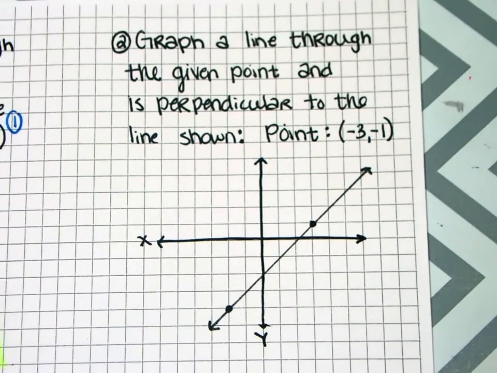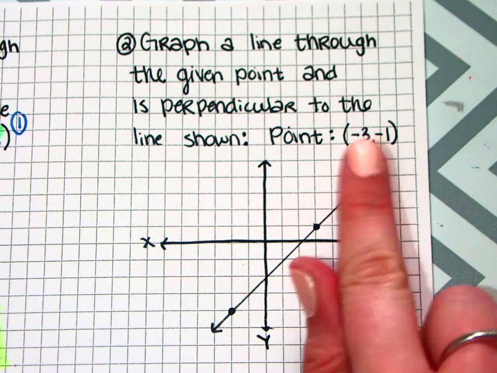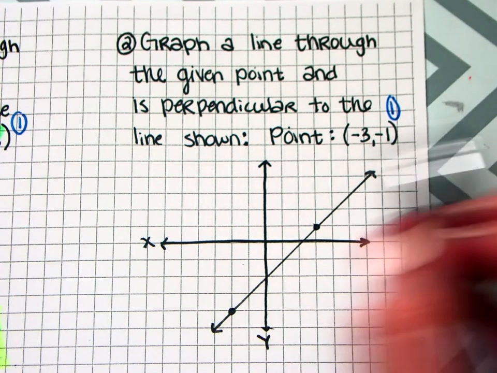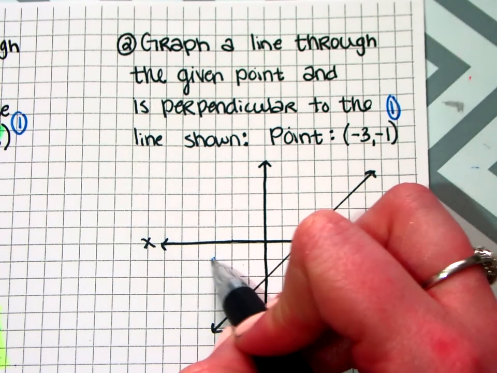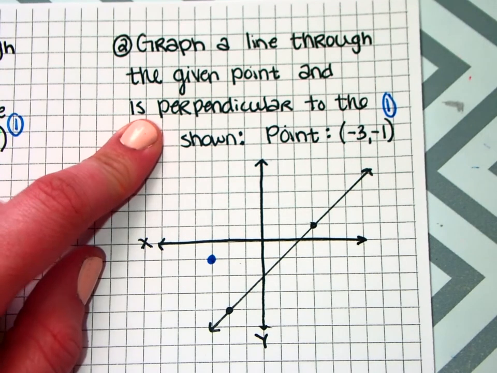This next example, we're going to work on perpendicular. So it says graph a line through the given point and is perpendicular to the line shown. So our point that we're provided with is -3, -1. That is the first thing you have to do, plot this point. So -3, -1. Now in this problem, I want perpendicular slope.